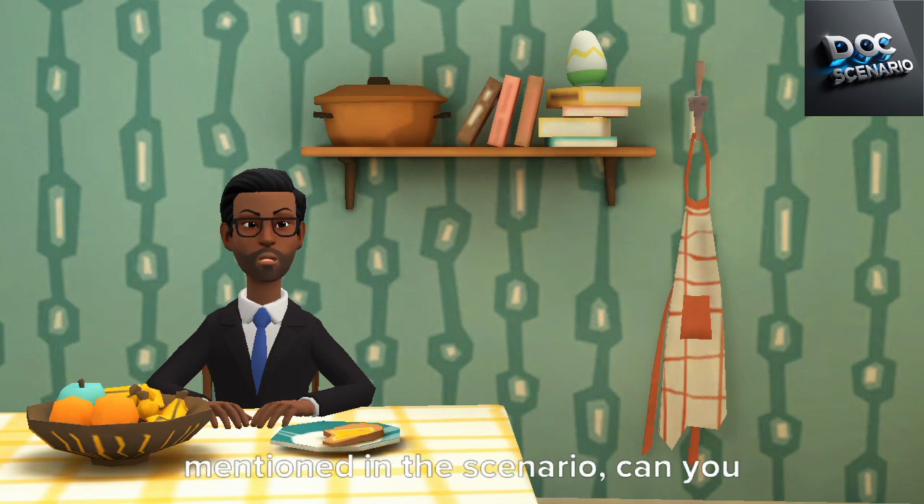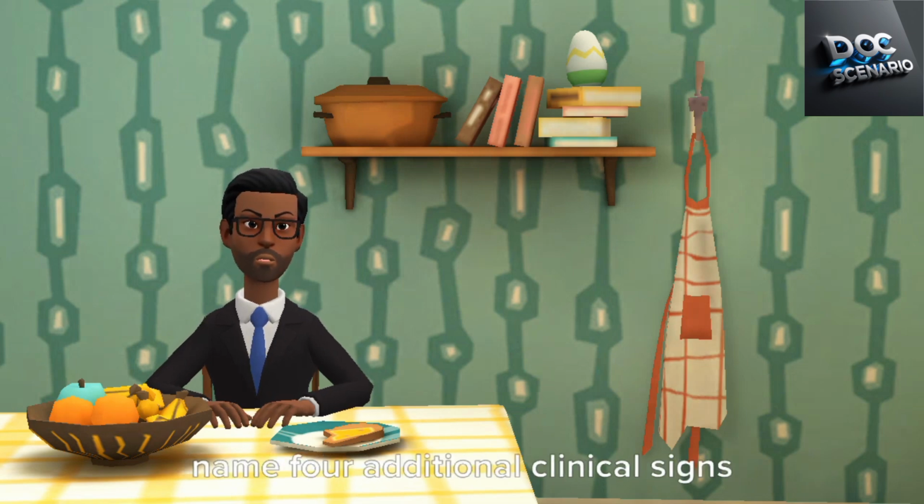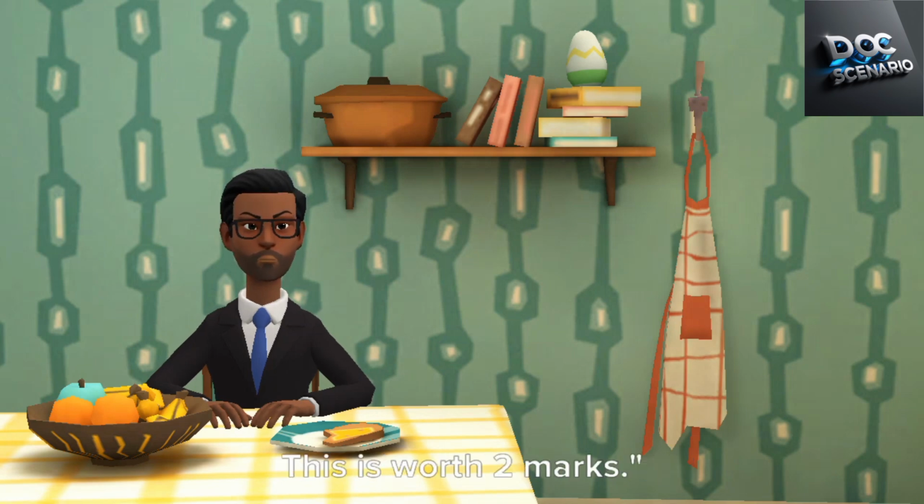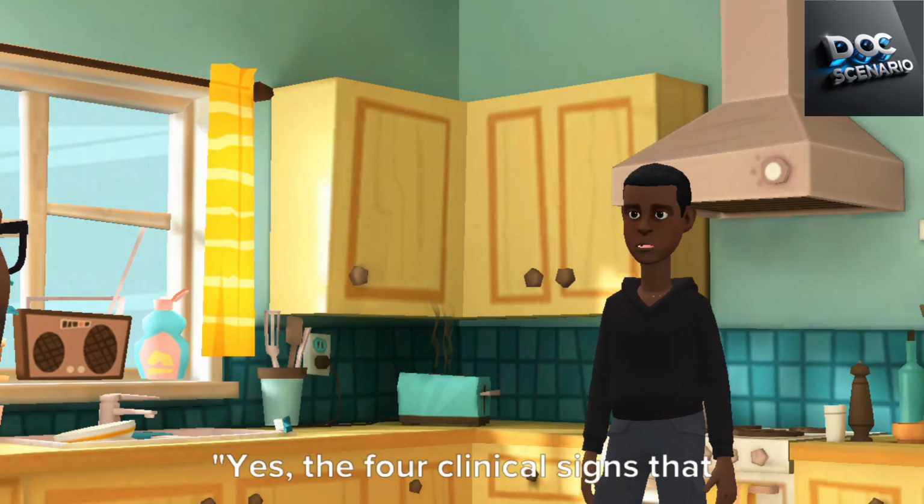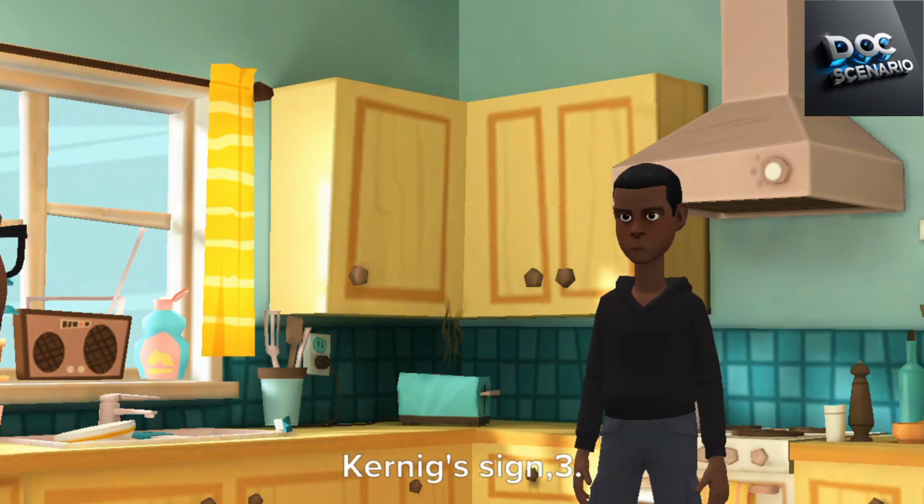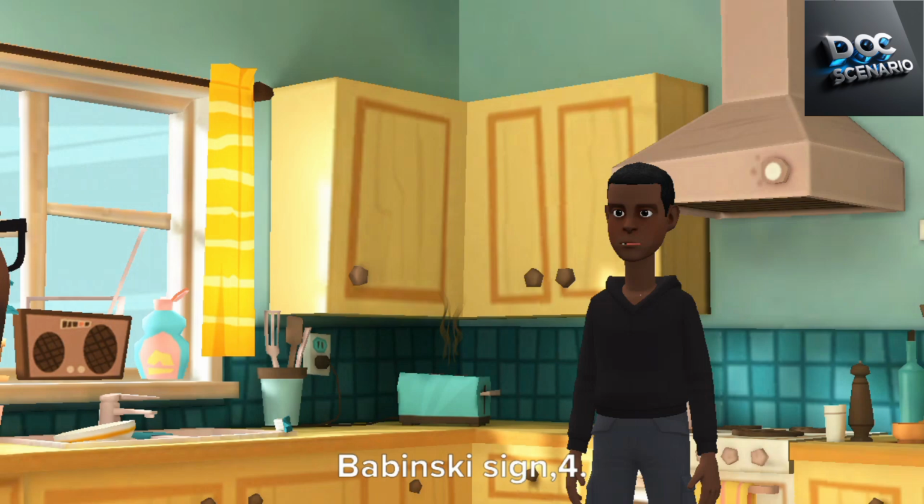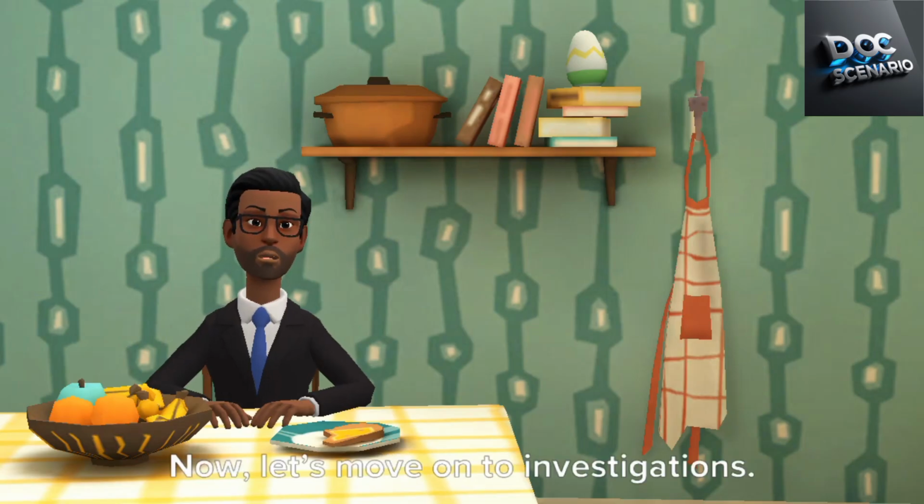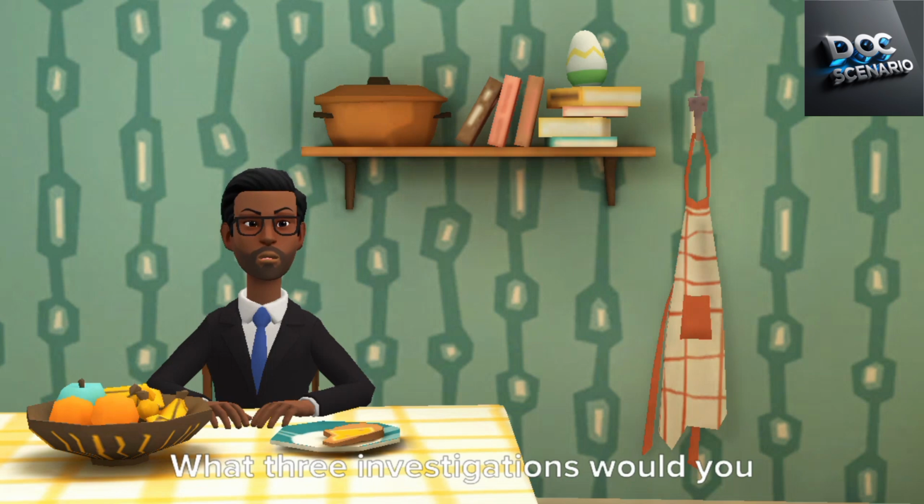Now, besides what has already been mentioned in the scenario, can you name 4 additional clinical signs that may be elicited in Molly? This is worth 2 marks. Yes, the 4 clinical signs that may be elicited are 1. Brudzinski's sign, 2. Koenig's sign, 3. Babinski's sign, 4. Neck stiffness. Excellent. Now, let's move on to investigations.